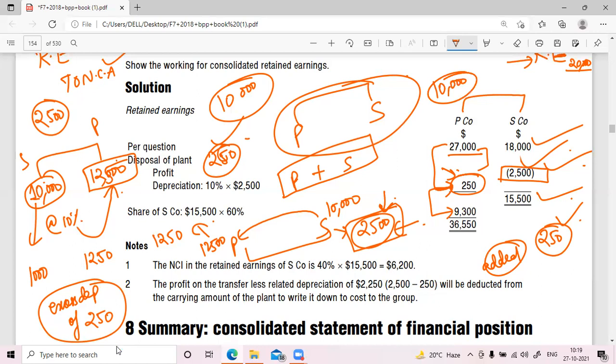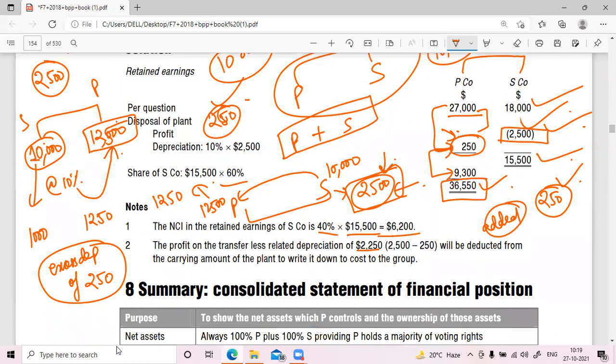27,000 plus 250, and 60% of this 15,500 will go to the parent. Why? Because the parent has acquired 60% shares in the subsidiary. So the total retained earnings of the parent company is 36,550. Okay, and then 40% would go to NCI. So 40% of 15,500 has gone to NCI, and the profit on transfer less depreciation will be deducted from the carrying amount of the plant. So what is your plant now?